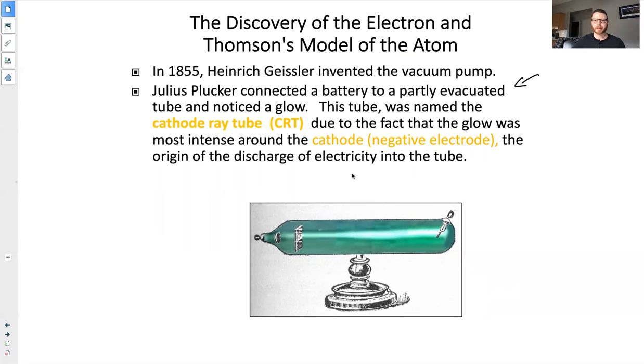I know this is a little backwards from your chemistry, so we just have to get past that. In chemistry, for electrolysis, the cathode is positive and the anode is negative. In this case, for the cathode ray tube, the cathode is the negative electrode. It's a little bit backwards, but we just have to take that into consideration. It was named the cathode ray tube because the glow of the emitted electron beam was most intense around the cathode, where the electricity was discharged into the tube.